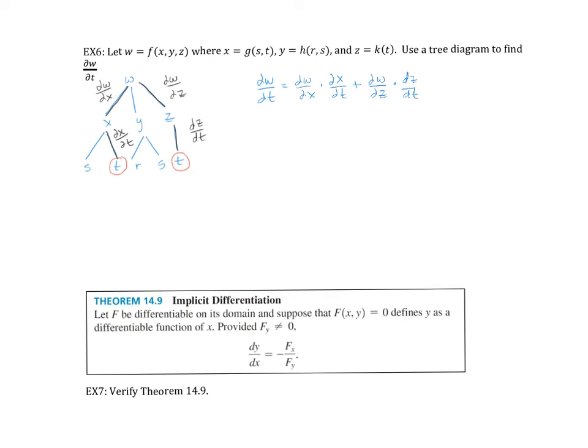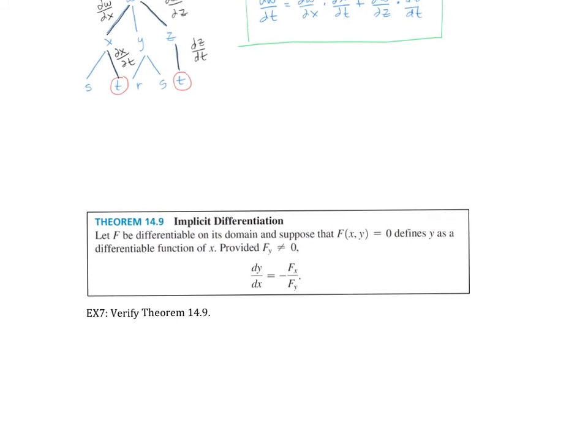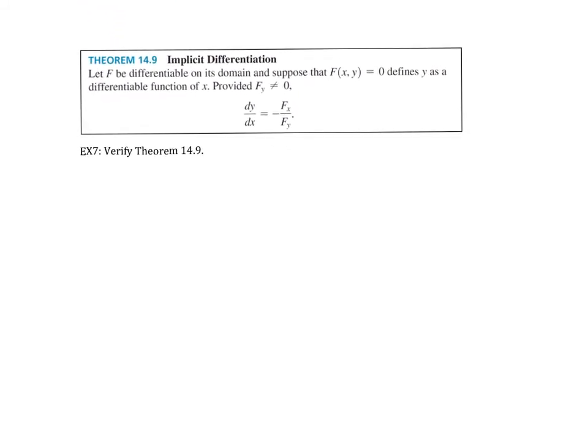So let's pause for a second and look at implicit differentiation. So in previous sections, we talked about functions written in explicit form and implicit form. So if you have a function set equal to 0, that would be our implicit form.